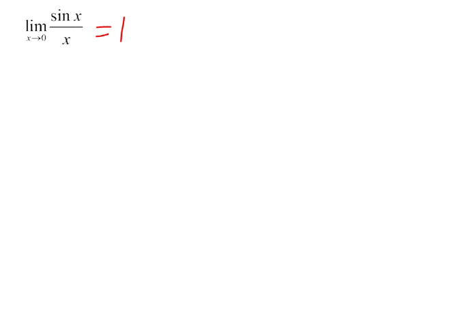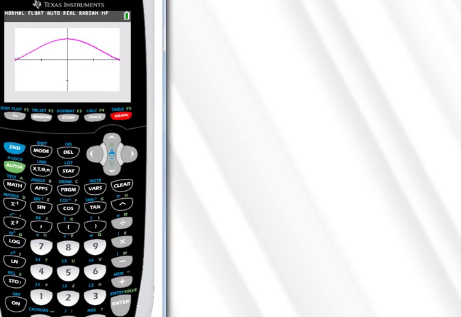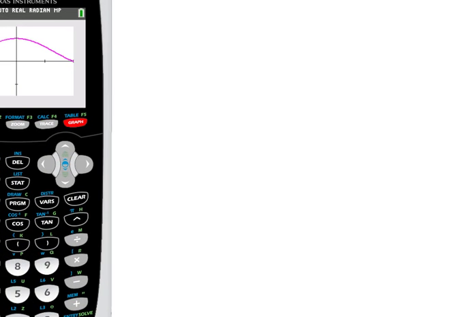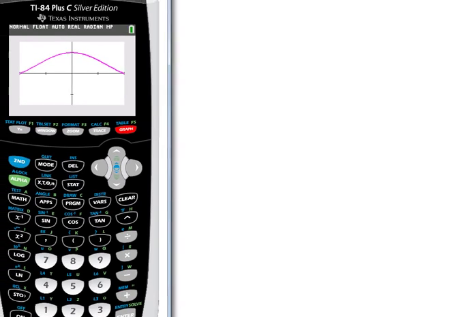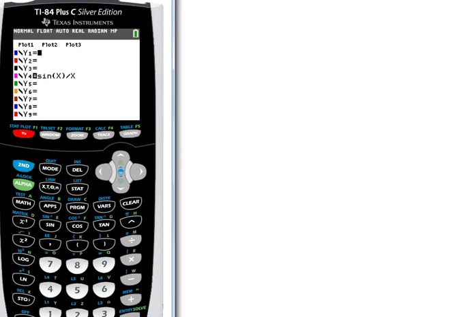By the way, before we do that, let me go into my graphing calculator, right? You guys remember, if I wanted to take a look at this, remember the limit is simply what the function's approaching, or what the y value is approaching as you get closer and closer to your value of c, right? So take a look at this. I've typed in y equals sine of x over x, and I've graphed it out.